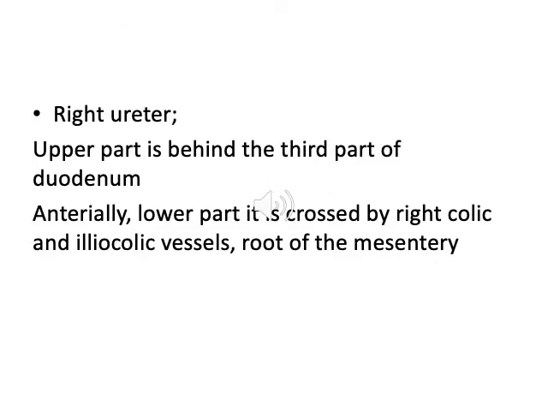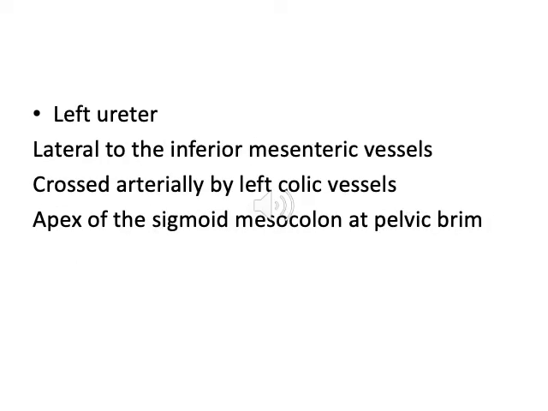The right ureter upper part is behind the third part of the duodenum. Anteriorly, the lower part is crossed by the right colic and ileocolic vessels and the root of the mesentery. The left ureter is situated lateral to the inferior mesenteric vessels and crossed anteriorly by the left colic vessels and the apex of the sigmoid mesocolon at the pelvic brim.